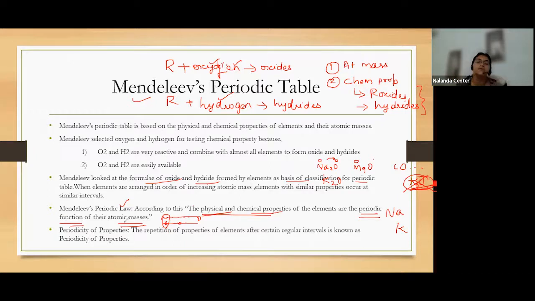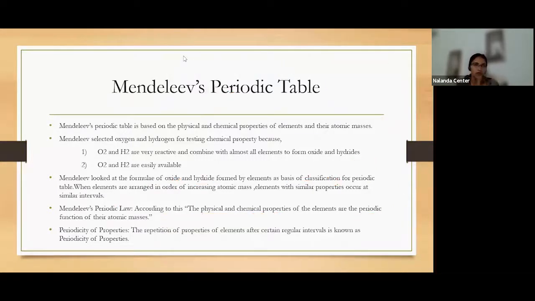Okay, now what is meant by periodicity of property? Periodicity means repetition of property at regular intervals. So on what basis did he do? That also is very important. He has done the arrangement based on atomic mass as well as chemical property. For chemical property, he used the formula of oxides and hydrides. And this particular law is extremely important. Physical and chemical property of elements are periodic function of their atomic masses.